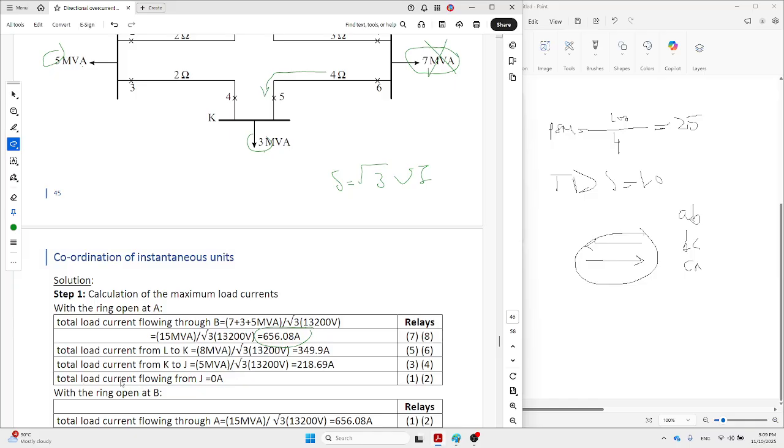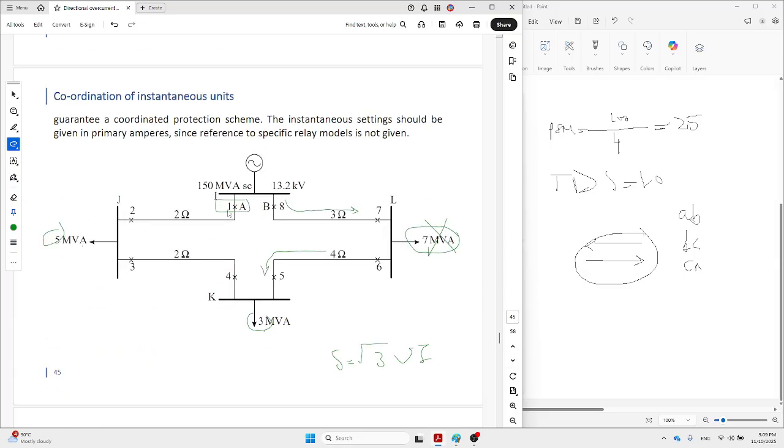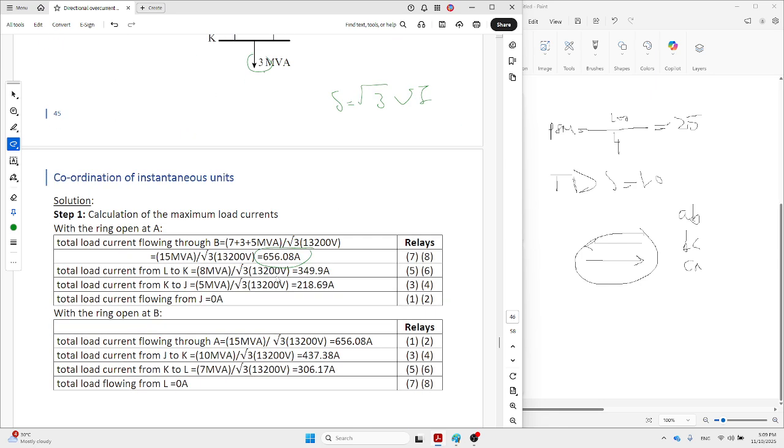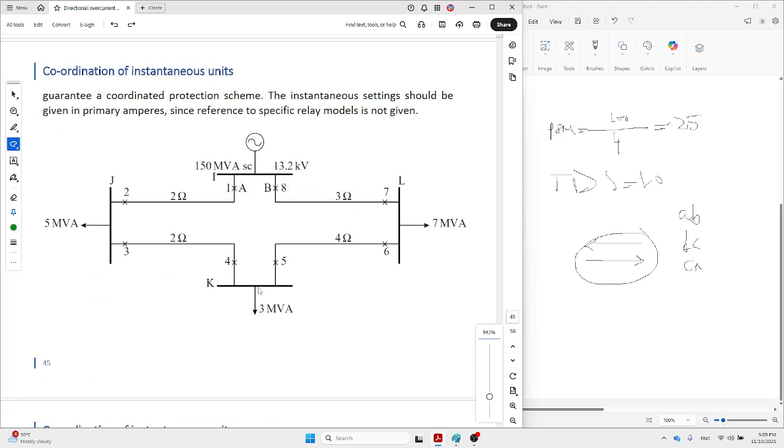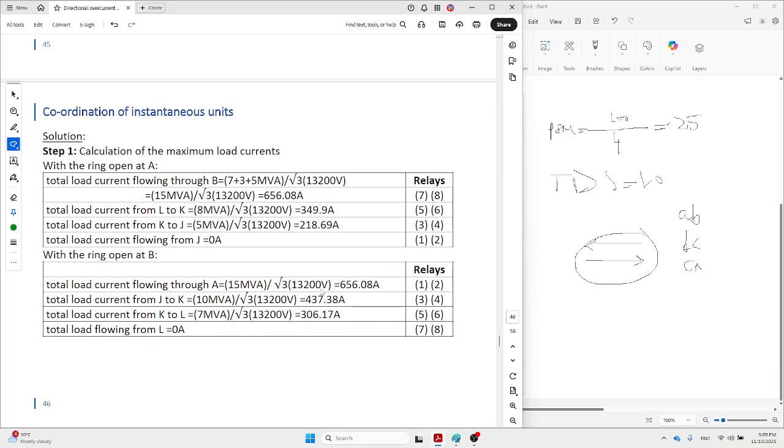And from J, how much load current do we have from here to here? Since this switch is open, it is 0. So our expectation is to have the same for the other way, correct, but it's not that way. Just look, when switch B or 8 is open, 5, 3, 7 is exactly 15. So this value is exactly the same as this one, but the relay numbers are different.